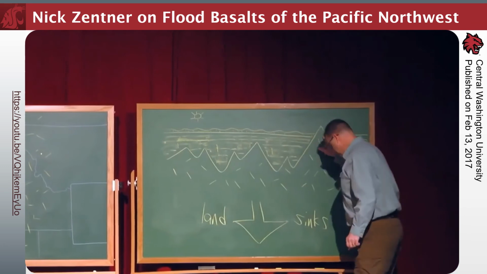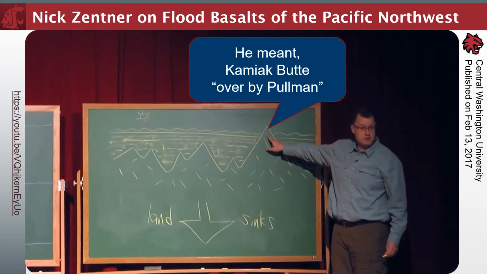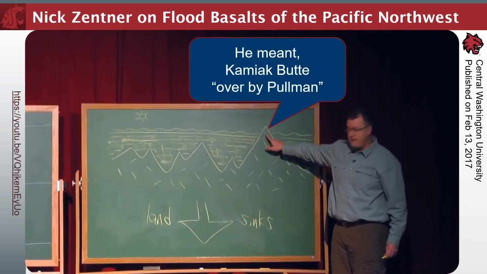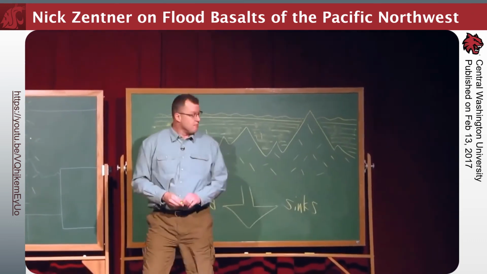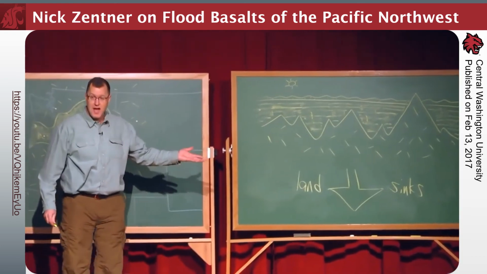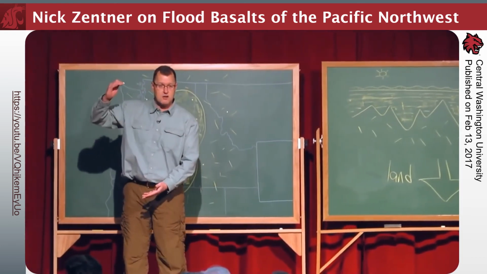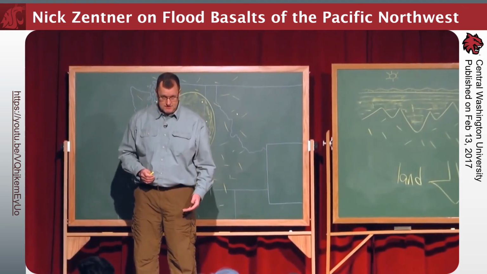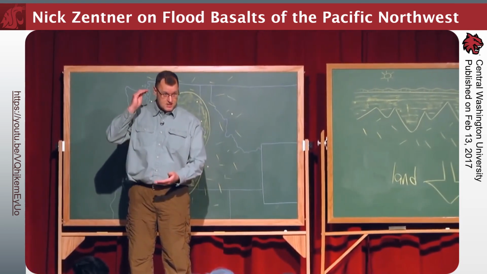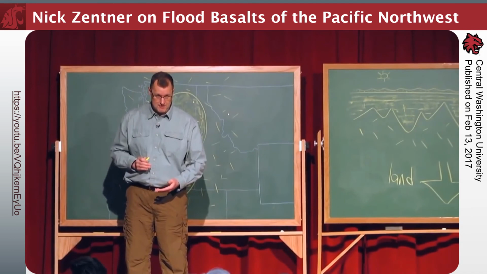Here's one place that the lavas have not buried everything. That's called Steptoe Butte, over by Pullman. That's a mountain peak that kept its chin up above all of these lavas. But most of those mountains are still down there. They're just under, and I'm not making this up, 2 miles of lava. In some places, more than 3 miles of lava.